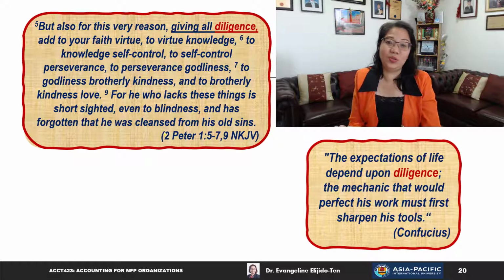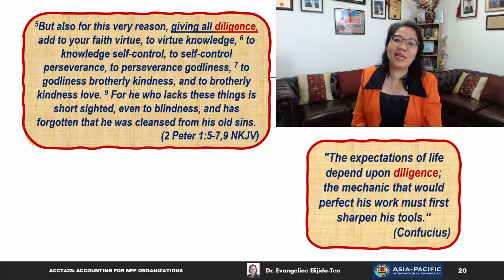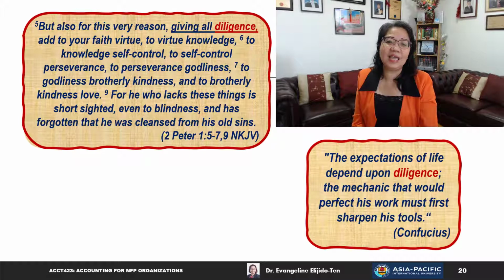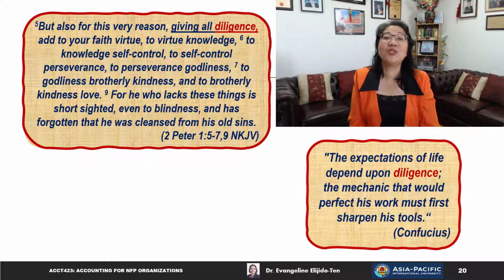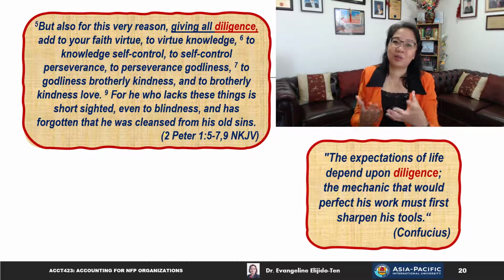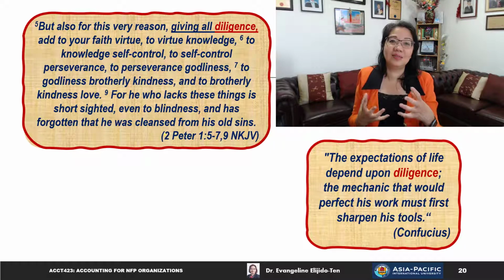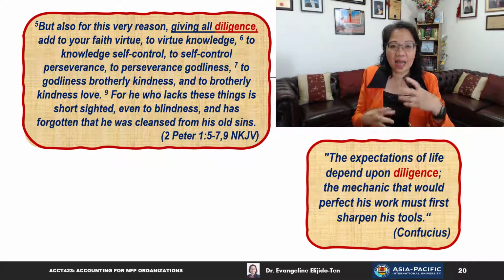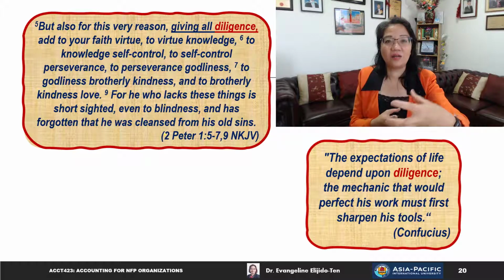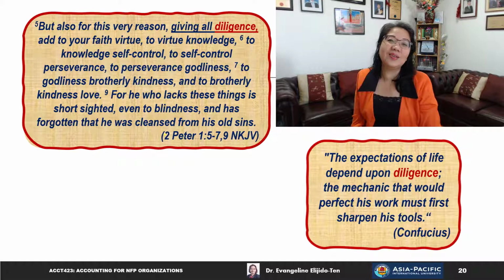Also, I like this quotation from Confucius. He says, "The expectations of life depend upon diligence. For example, the mechanic that would perfect his work must first sharpen his tools." Are you sharpening your tools? If you would like to be a good accountant, you'll need to sharpen your tools. And that means that we need to be diligent in our studies, in learning and adding to our knowledge, knowledge after knowledge, topic after topic.